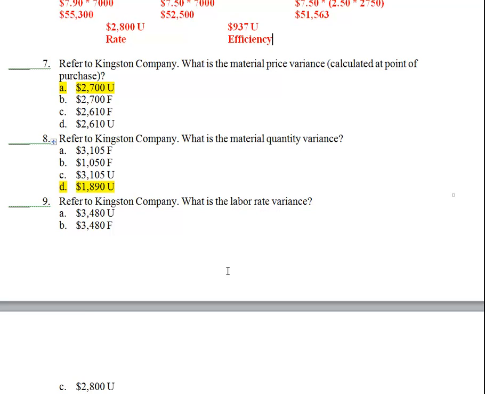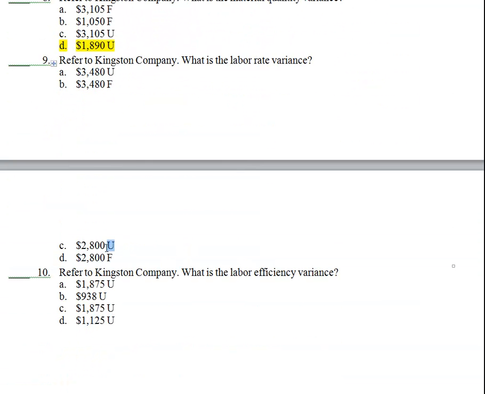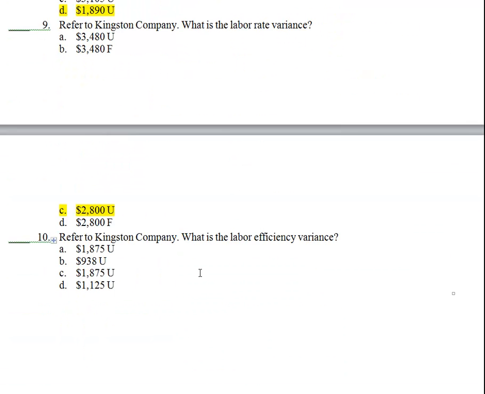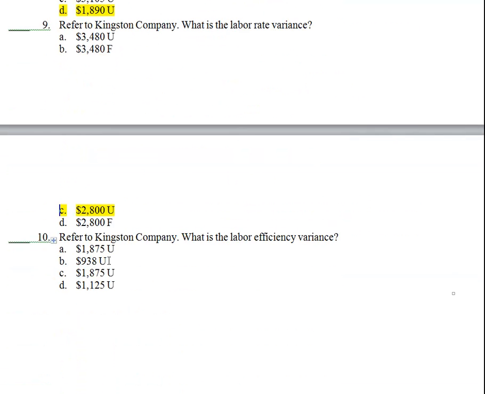So to fill in for your multiple choice, it asks what's your labor rate variance. It's $2,800 unfavorable. And then for your labor efficiency variance, it's $937 unfavorable. We just want to round to the closest, $938. It's within $1. So just a little bit of a rounding issue. So your answer on 10 is going to be B.